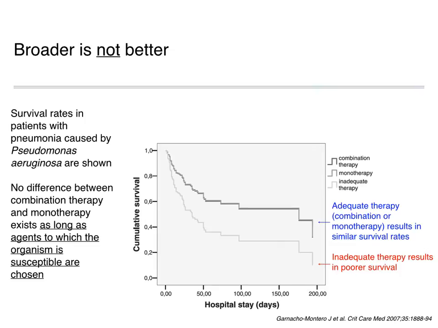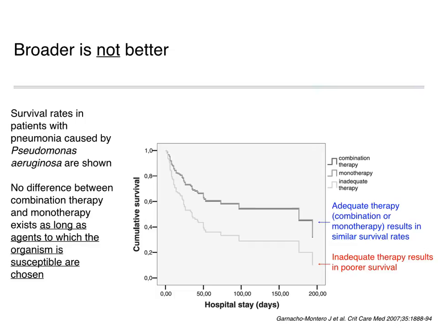However, here you have hospital stay in days on the x-axis and cumulative survival. It's a little hard to see, but here you have inadequate therapy where you failed to cover Pseudomonas. Next to the blue text there, you have two lines that are pretty much superimposed on each other. Those are both adequate therapy where you provided activity against Pseudomonas. One line is adequate combination therapy with two antibiotics. The other is adequate therapy where you chose one antibiotic that happened to cover Pseudomonas. So they basically are on top of each other.